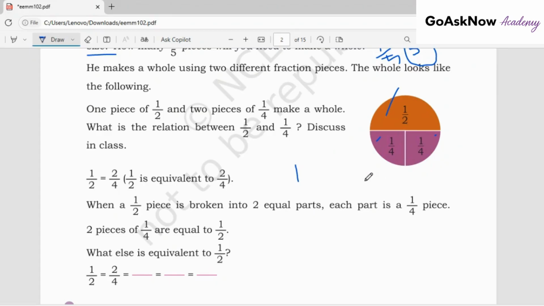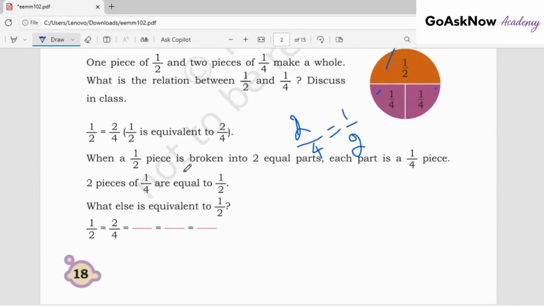1 by 4 plus 1 by 4 is equal to 2 by 4. When we add 1 by 4 and 1 by 4, we get 2 by 4, which is 1 by 2. When a 1 by 2 piece is broken into two equal parts, it is 1 by 4 and 1 by 4. Each part is a 1 by 4 piece.